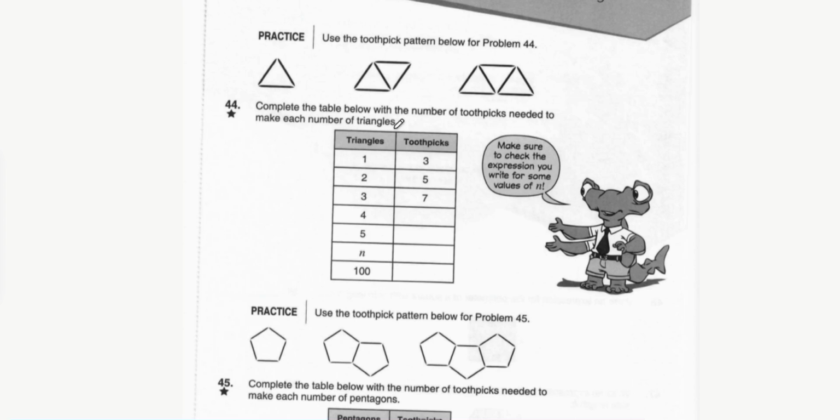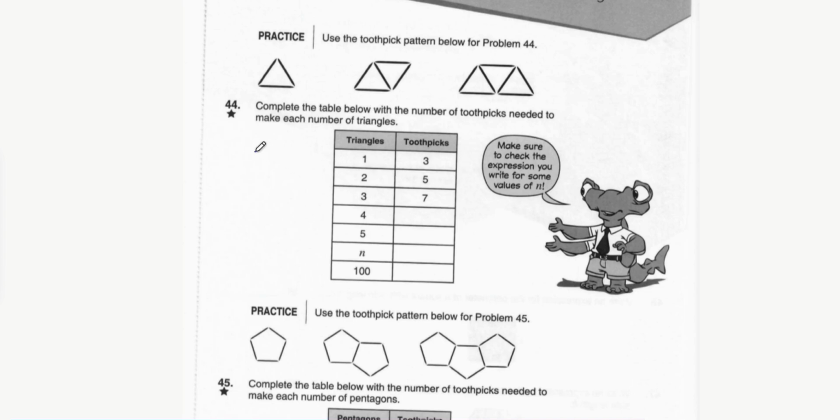Next, we have to complete the table below with the number of toothpicks needed to make each number of triangles. So one triangle takes 3 toothpicks, 2 triangles take 5 toothpicks, and 3 triangles take 7 toothpicks. Based on this pattern, we can see that to make each additional triangle, he adds 2 more toothpicks. We can also think of Grog starting with 1 toothpick and adding 2 toothpicks for each triangle.